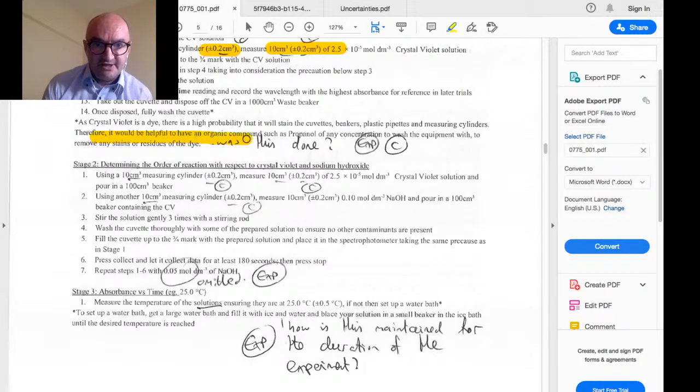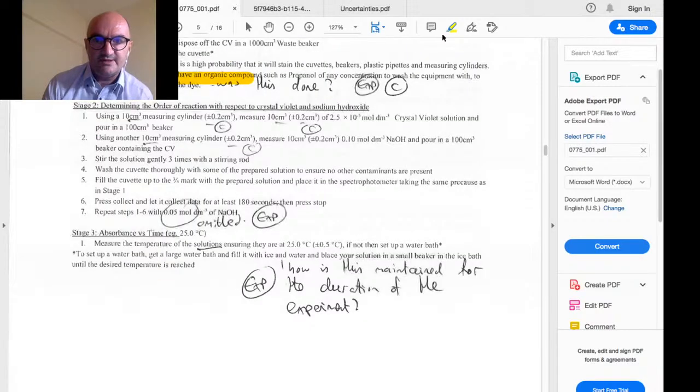It would be helpful to have an inorganic compound such as propanol of any concentration to wash the equipment with. This is kind of a throwaway comment. There's no evidence of it being used later in the IA. She doesn't refer to it again. It's kind of a bit of a throwaway comment.